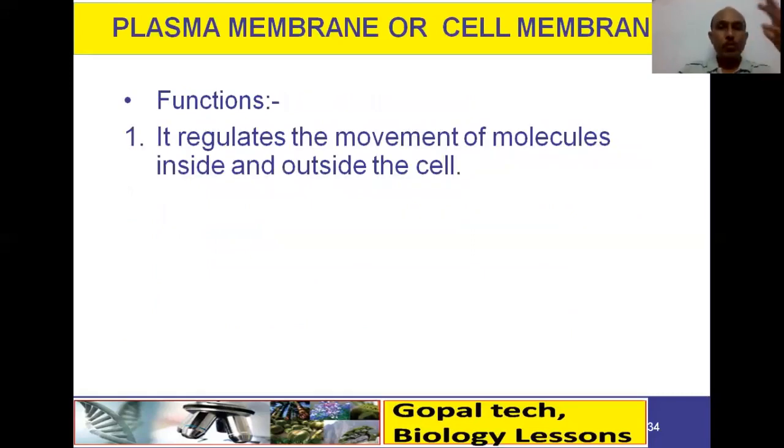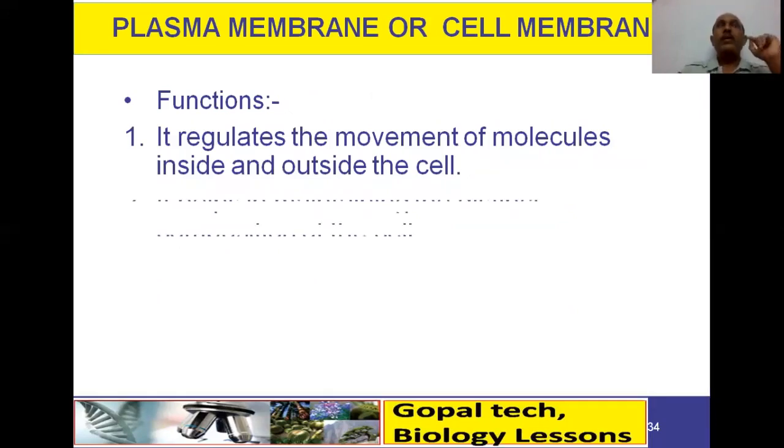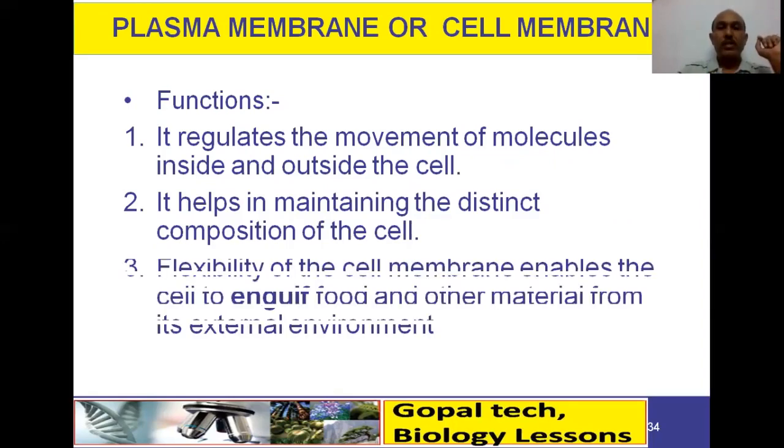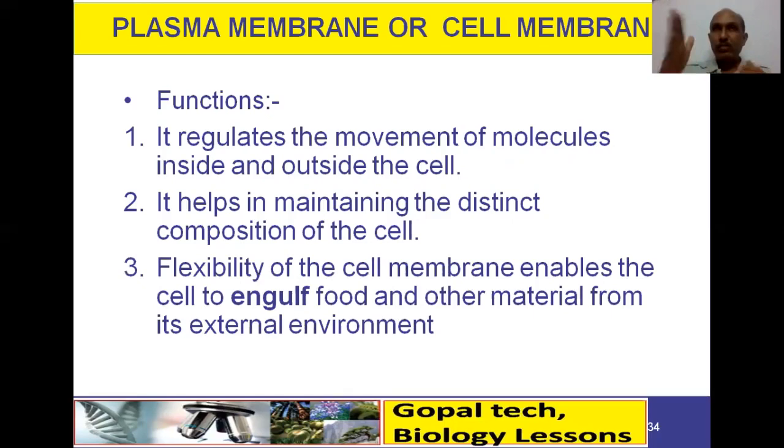Now, what are the functions of the plasma membrane? It regulates the movement of molecules inside and outside the cell. It helps in maintaining the distinct composition of the cell from the surrounding environment. It shows flexibility; the flexibility of the cell membrane enables certain cells to engulf and take in food and other material from the surroundings. That is the main characteristic of the plasma membrane that you can see even in an amoeba.